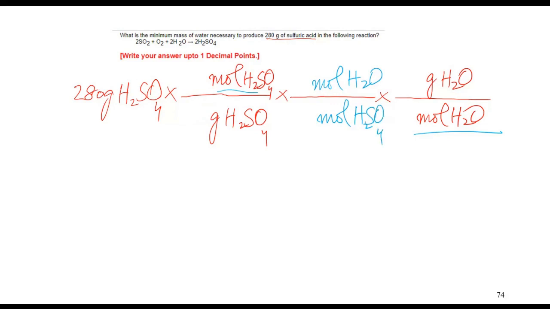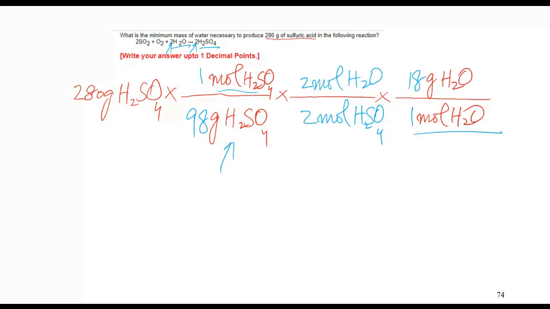Okay. Now I told you step number 3, step number 5, one with mole and with gram molar mass. So what is the molar mass of H2SO4? 98 gram. Okay. Molar mass of water? 18. Now here you will use this equation. What is written with water? 2 moles. Write 2. And with H2SO4? 2 moles. Write 2 moles here.